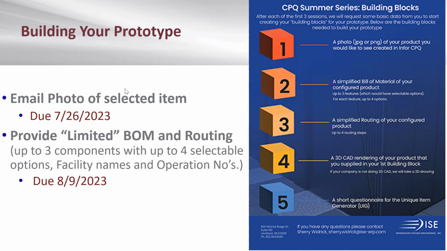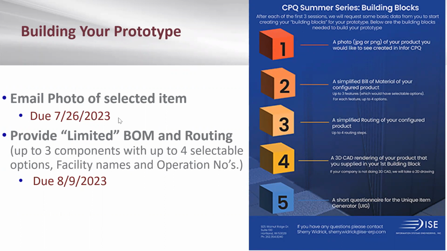So if you haven't already done so, you can send me your photo of your selected item. It's a 5-part process of building blocks that we're doing. So we're looking for you to send a photo of your products. It could be a JPEG or a PNG file, and email that to me. And if you have any problems emailing, if it's too big or whatever, let me know. But I think you can send pretty good size documents through email these days.